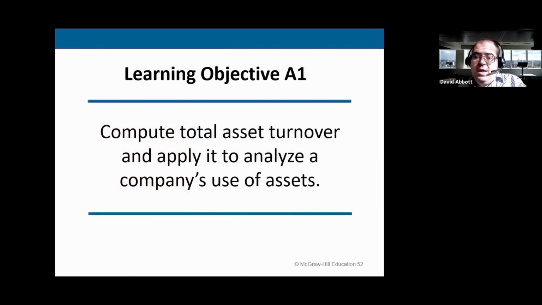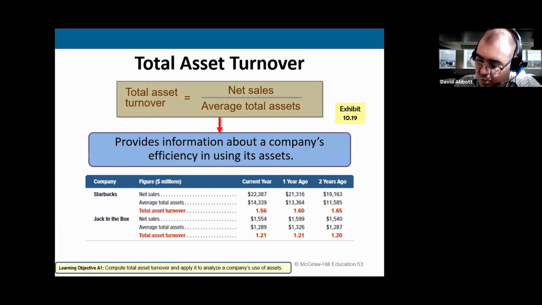Okay, so compute total asset turnover and apply it to analyze a company's use of assets. One important measure of the company's ability to use its assets effectively and efficiently is total asset turnover. Total asset turnover is equal to the net sales for the period divided by the average total assets. The average total assets is computed by taking the beginning balance of total assets and adding the ending balance and dividing the result by 2.